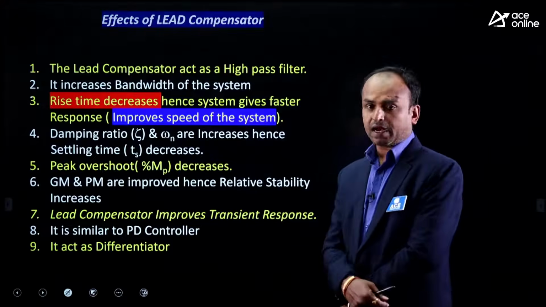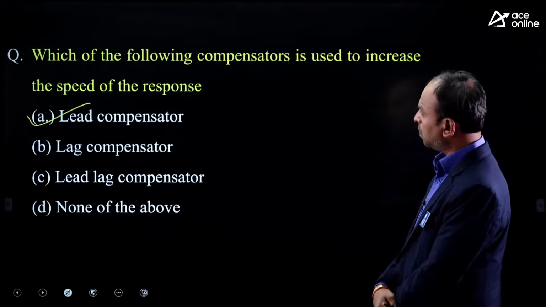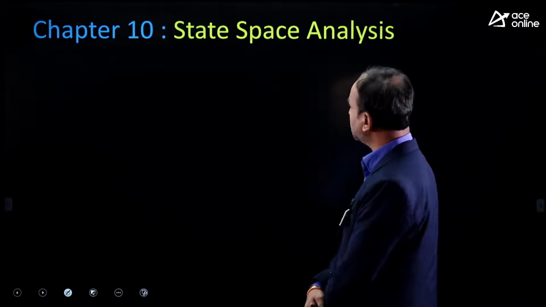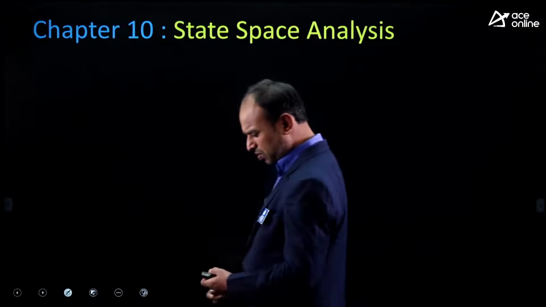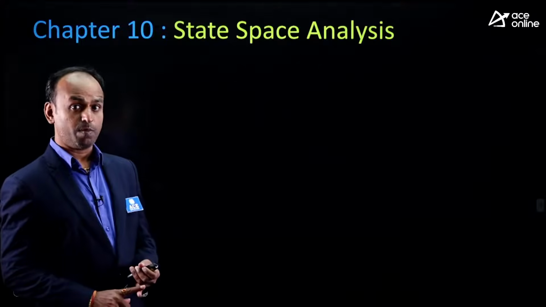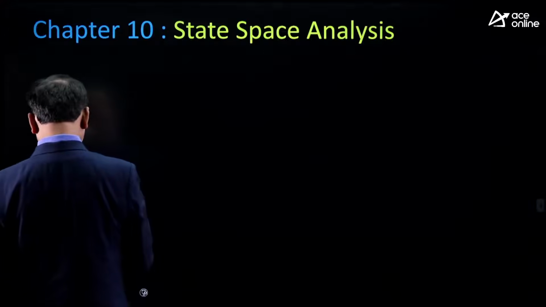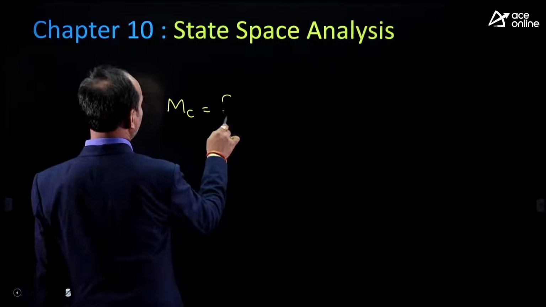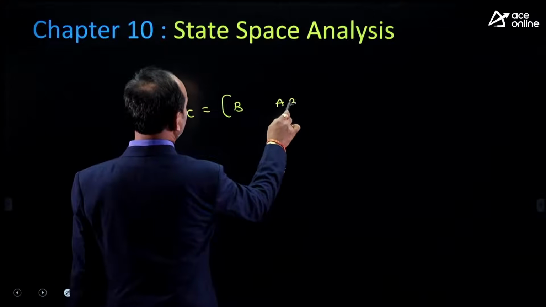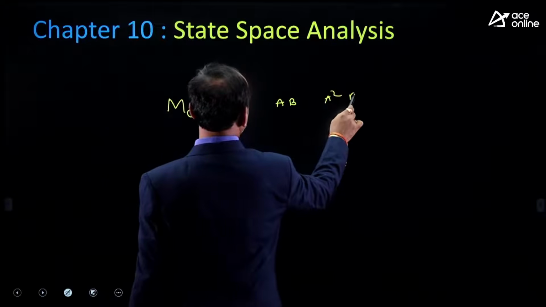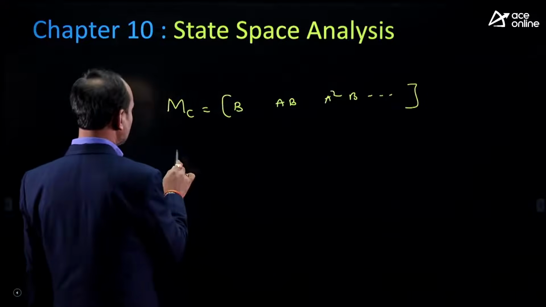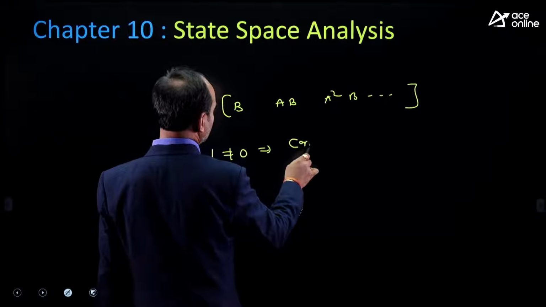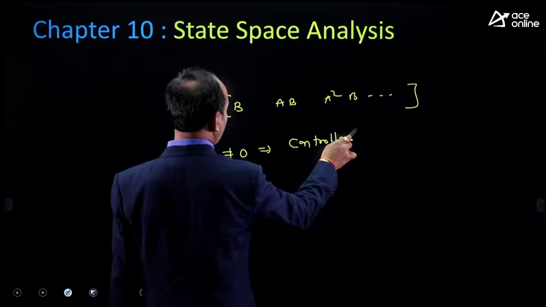These are the effects of the lead compensators here. Next, state space analysis. In this chapter, mainly controllability and observability are very important. I'll add the formula for controllability: Mc equals B, AB, A squared B, and so on. For controllability, if det of Mc is not equal to 0, it is controllable. If it is equal to 0, it is not controllable. This is the controllability formula.